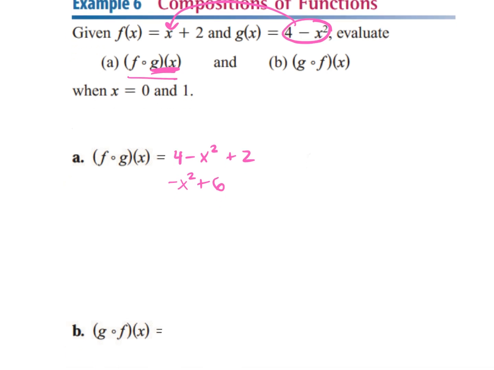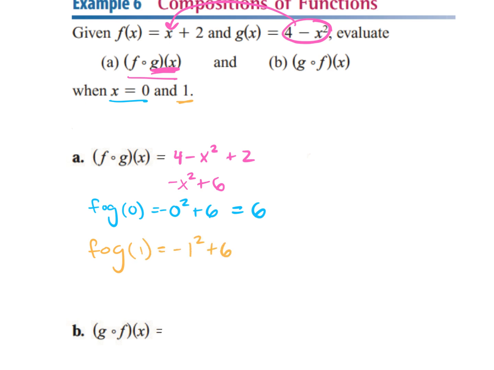The second part of this question says evaluate when x is equal to 0. So we just plug that in. So we could say f of g of 0 would be negative 0 squared plus 6, which is just 6. And then also evaluate when x is 1. So f of g of 1 is negative 1 squared plus 6.